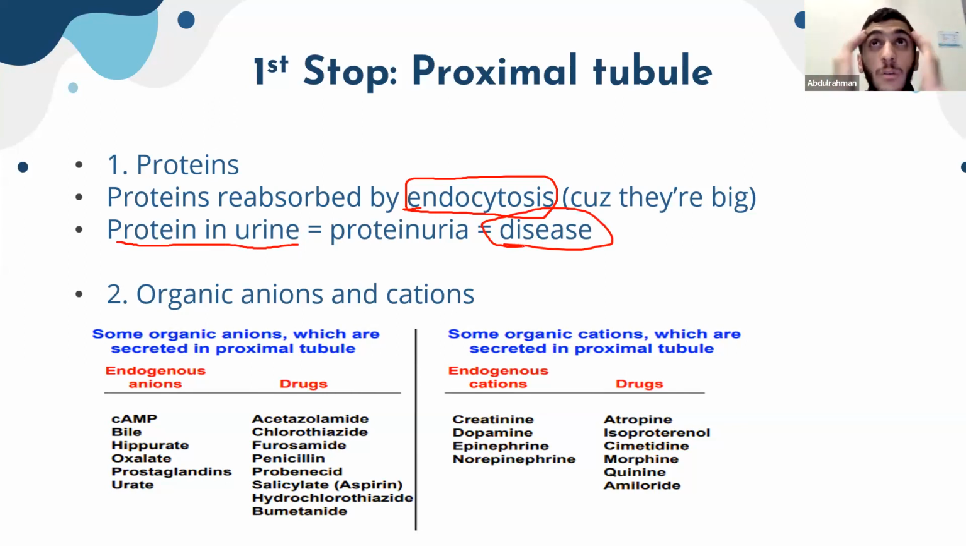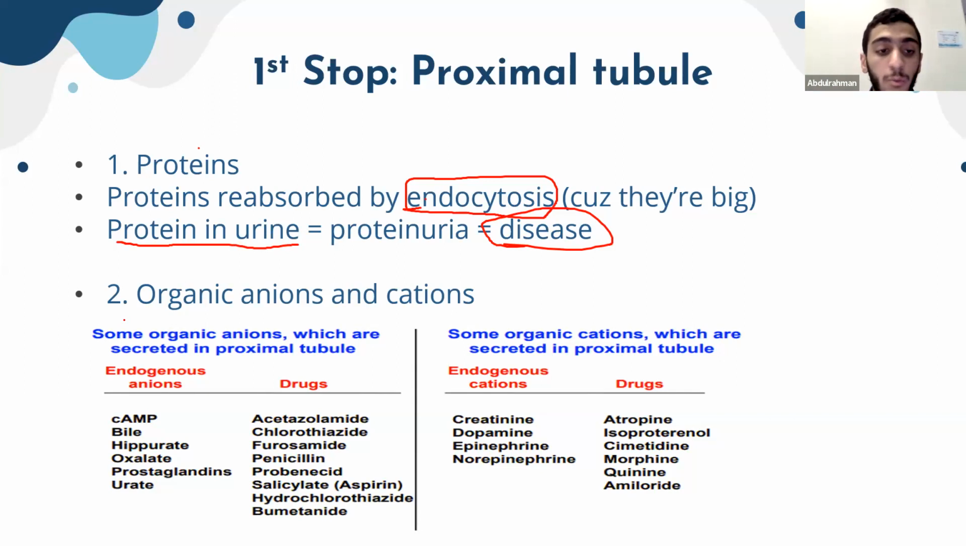Usually all of it is going to be reabsorbed. However, if the glomerulus filtered more proteins due to some damage in the glomerulus, then we won't be able to reabsorb all of it. Some of the protein will leave in the urine, and this will indicate disease. So this is the quick concept: proteins are reabsorbed by endocytosis. The rest is just for understanding.